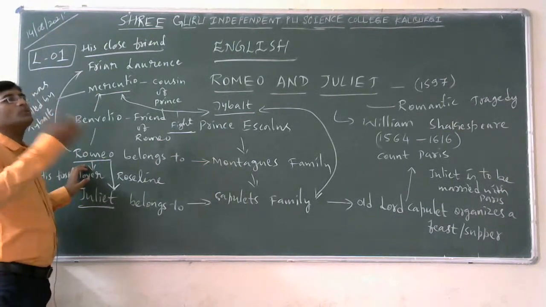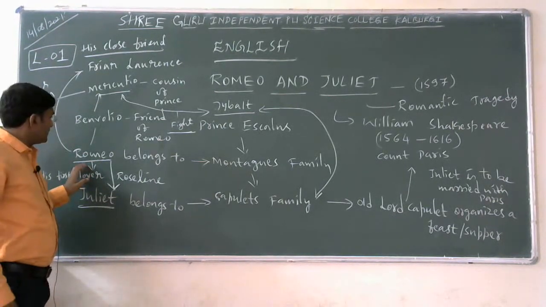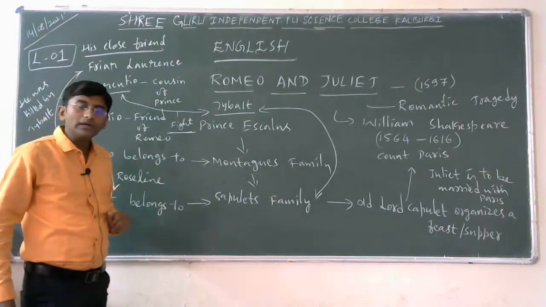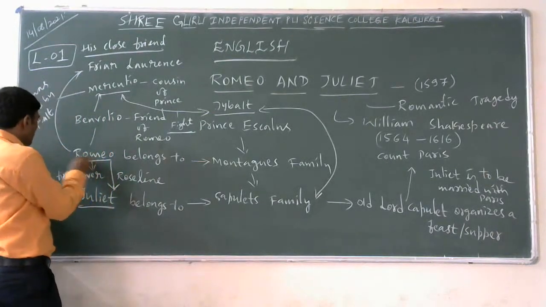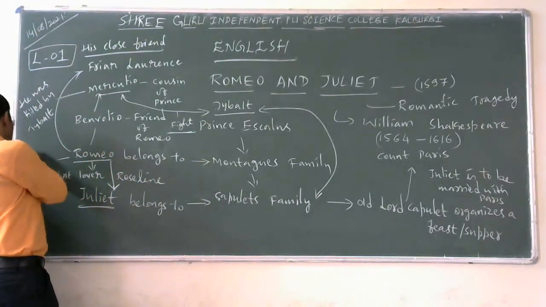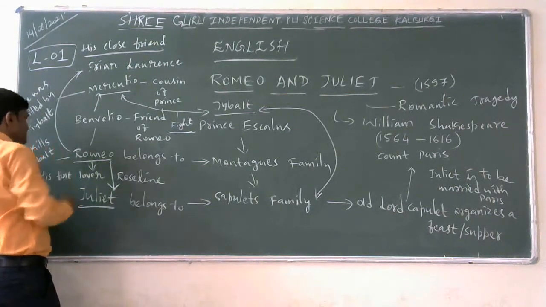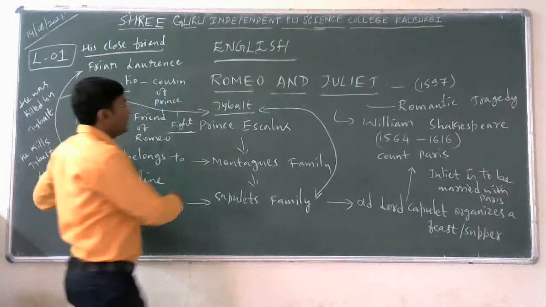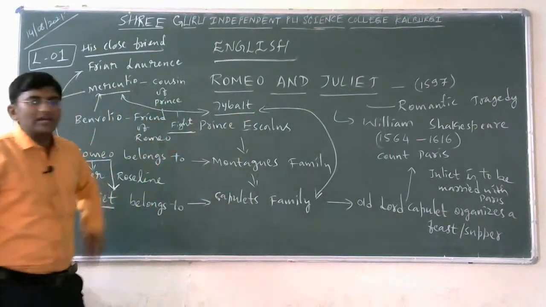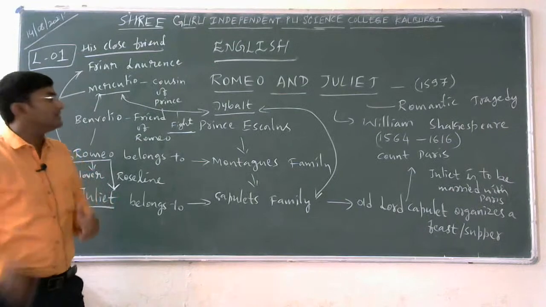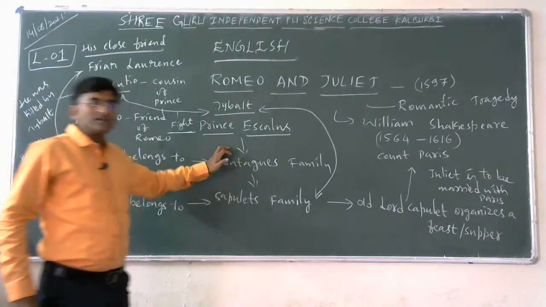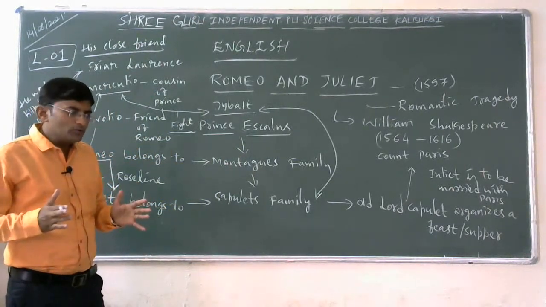So what he wants to do at that point of time, he just wanted to take revenge against Mr. Tybalt. So he kills. Who kills? Romeo kills Tybalt. My dear students, who kills Tybalt? Romeo kills Tybalt. As he kills Tybalt, Prince Escalus got to know this, and he wanted to punish.